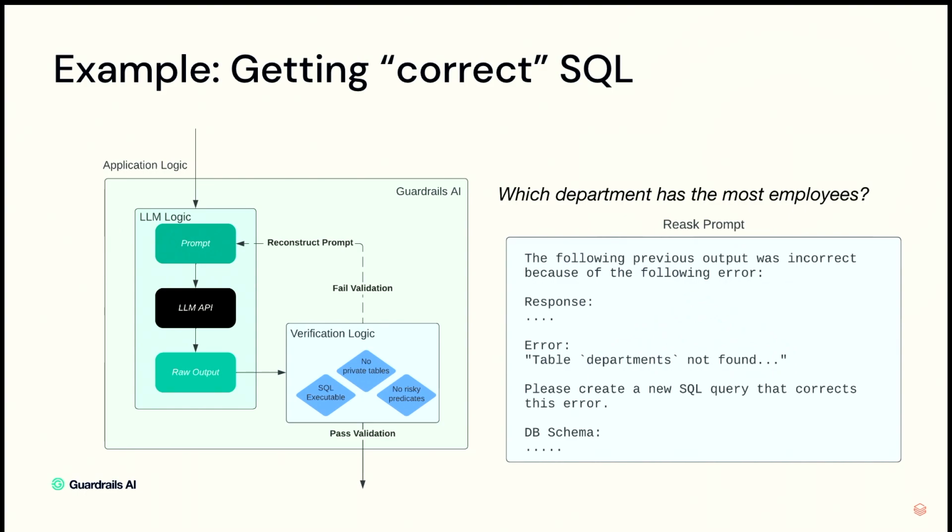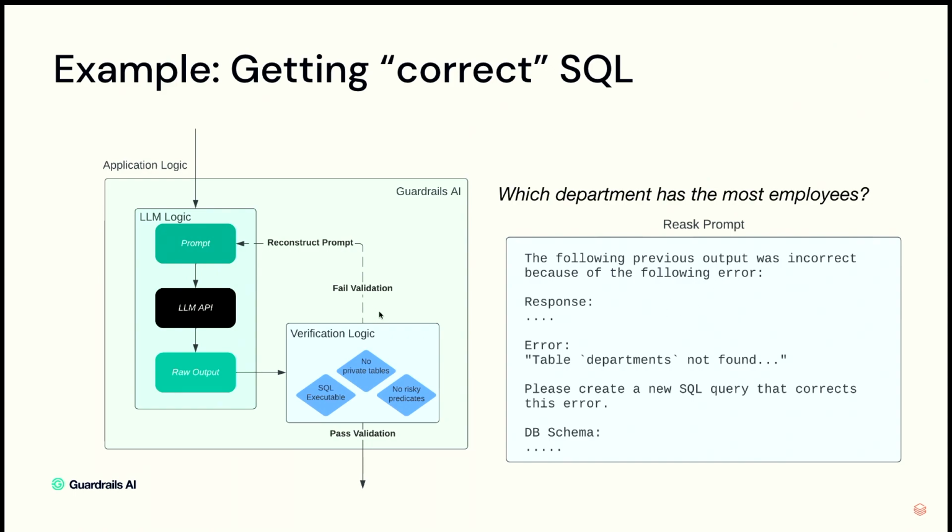So now this is where the magic happens, where Guardrails AI automatically recreates a prompt for you with all of the context about which validations failed and why they failed. So for example, again a toy example, the re-ask prompt, which is automatically constructed for you, will have: okay, this query failed because table departments is not found in the actual database, and then more helpful context to let the LLM correct itself.